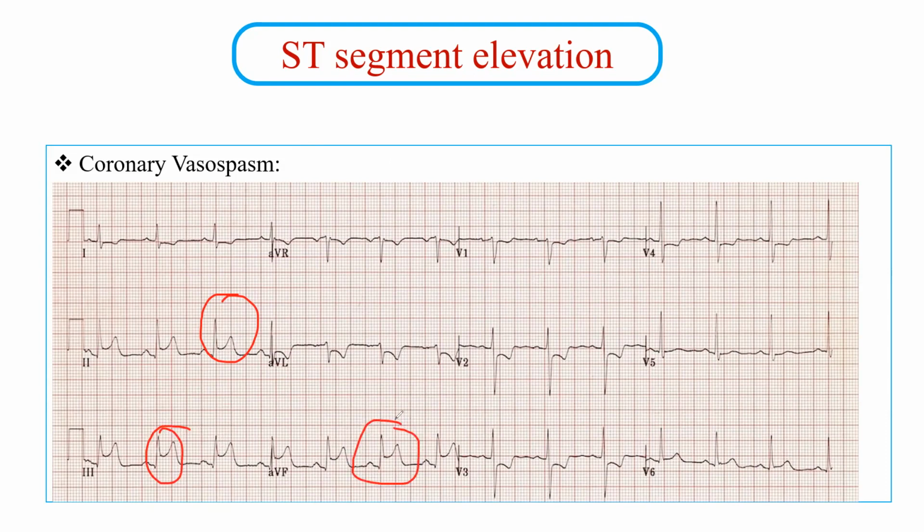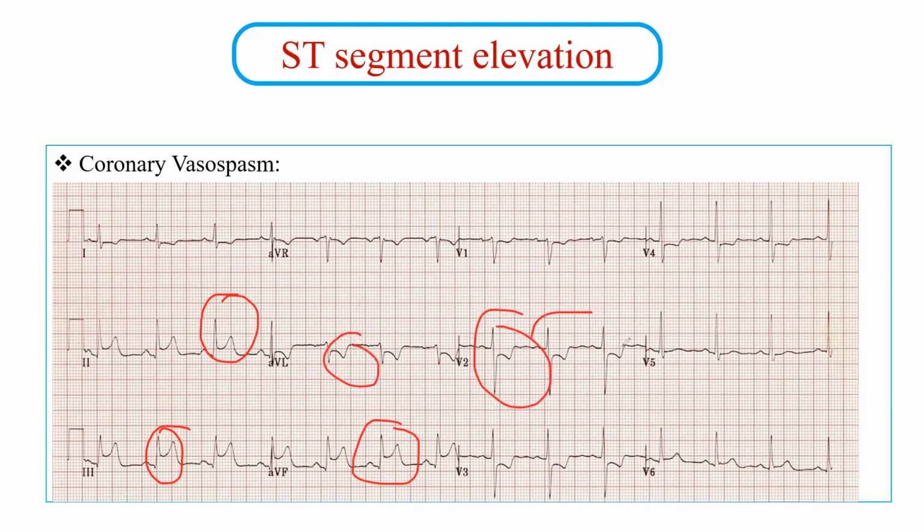And actually, guys, it is very impossible to differentiate Prinzmetal angina from STEMI, ST segment elevation. They give you the same pattern because in coronary vasospasm, the coronaries are vasospastic, they are closed, and the blood supply is cut to the heart, and the muscle is suffering, right? So the ST segment will be elevated with the same reciprocal changes even.